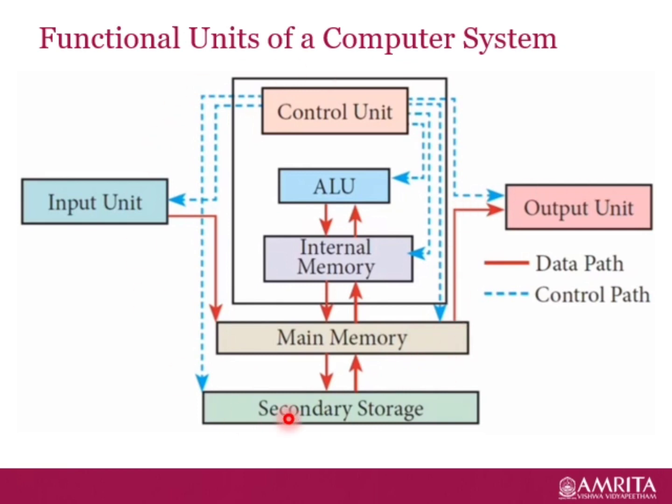So all these operations are actually controlled by the control unit. You can see the dotted blue lines, the control lines, going to the input unit, ALU, then to the memory unit like main memory, secondary storage, and output unit. So this is all about the functional units of a computer system.